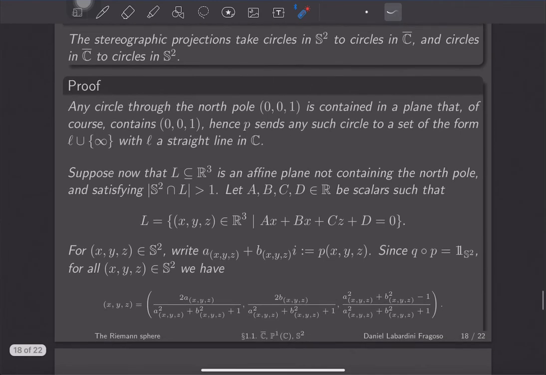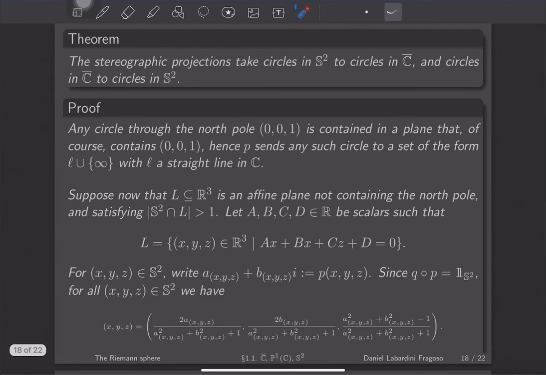And then let me explain the proof very quickly, because I think I haven't done many proofs. I've done many exercises, but not many proofs. Okay, so going from the sphere to C bar.